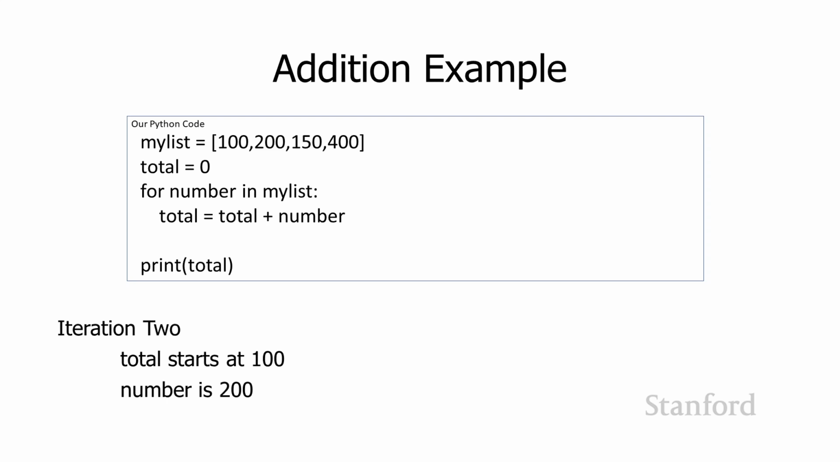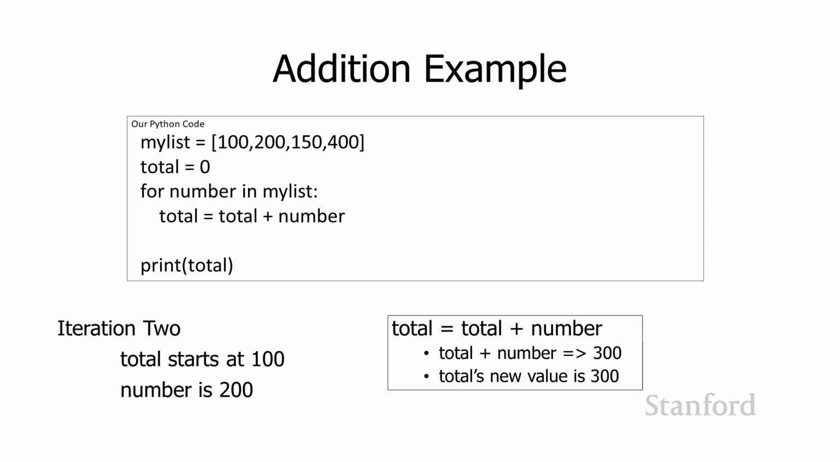Iteration 2, total is 100. That's what the result from iteration 1 was. And number is now shifted over to the next number on the list, which is 200. So total equals total plus number. Total is initially 100, number is 200. So 100 plus 200 is 300. And so what this is going to do is calculate the 300, and then it will go ahead and store that 300 as the new value of total.